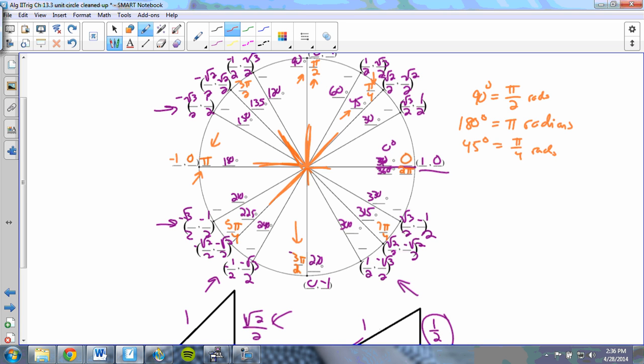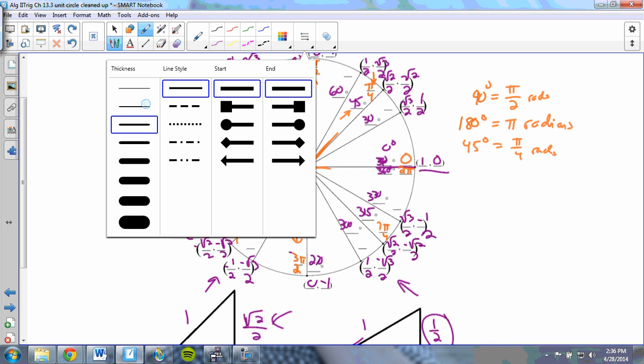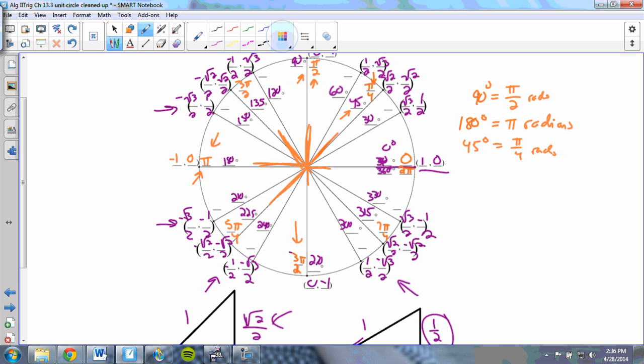Now for 30-degree chunks. 30 degrees is 1/3 of 90. Which means that if we have pi over 2 radians, which is what this is here at 90 degrees, we do pi over 2 times 1/3, we get pi over 6. So 30 degrees is pi over 6 radians.